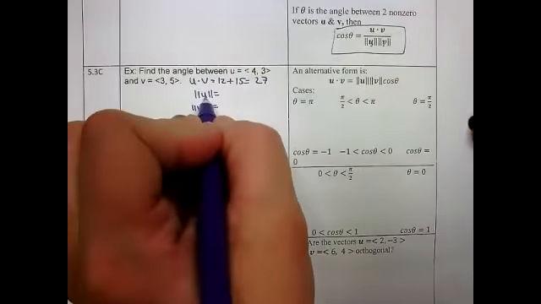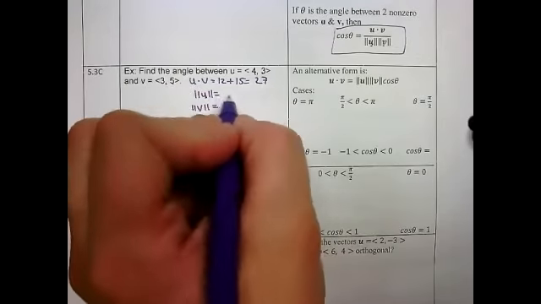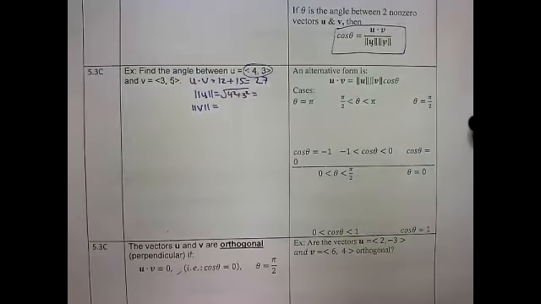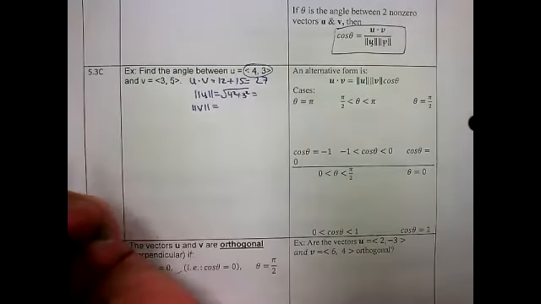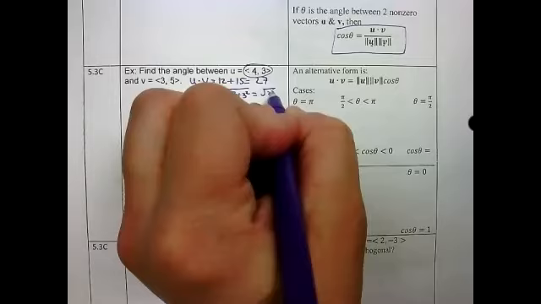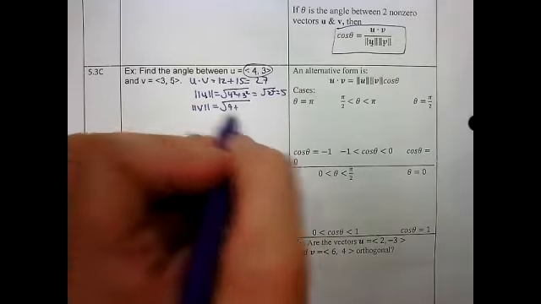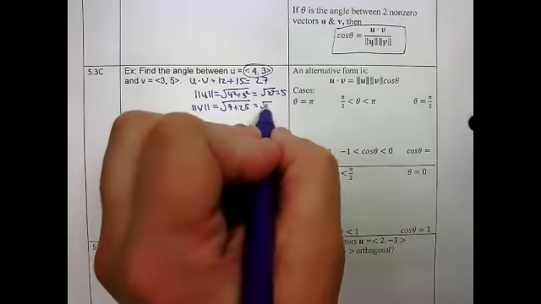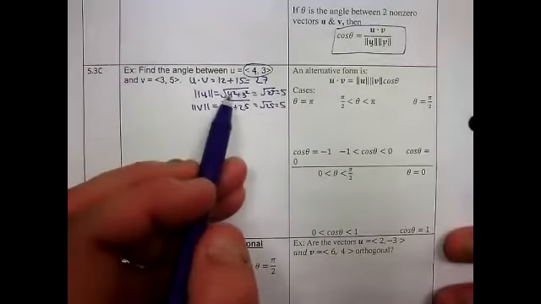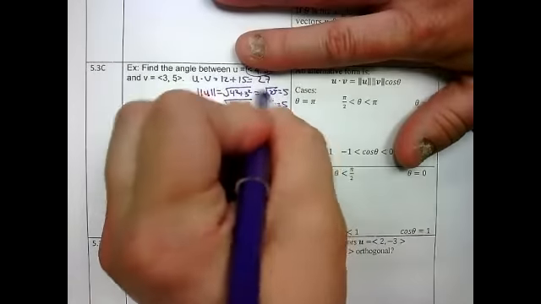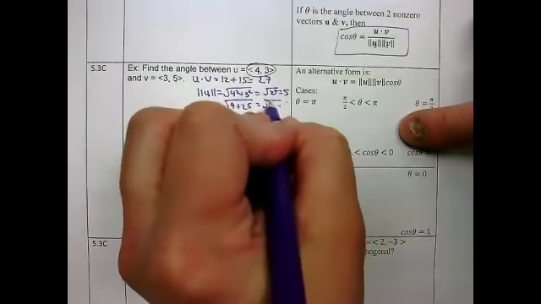Now let's find the magnitude of u. That's the square root of 4 squared plus 3 squared, so I'm just dealing with this one. That's 16 plus 9, the square root of 25, which is just 5. Let's do v. That's the square root of 9 plus 5 squared, which is 25. Oh wait, what did I do? 9 plus 25, that's the square root of 34.